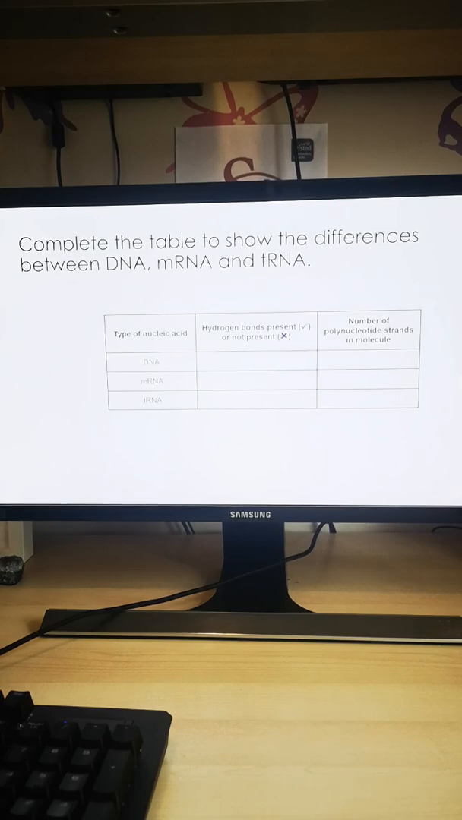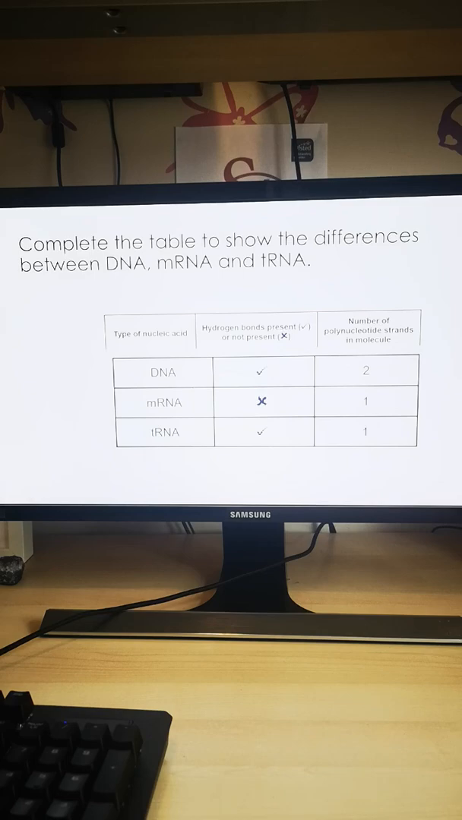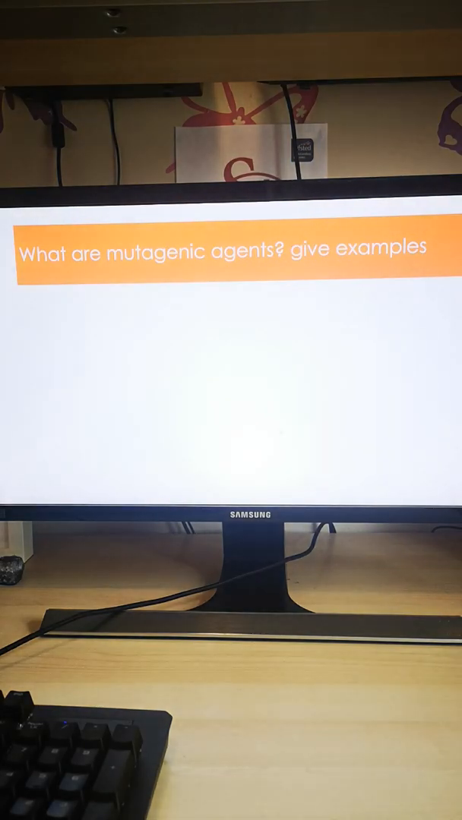Okay, you should have completed it now. So hydrogen bonds, present or absent, and number of polypeptide chains. Well, DNA does have hydrogen bonds, it's 2 polypeptide chains. mRNA doesn't have hydrogen bonding, although bases are exposed, but it is a single strand, whereas tRNA is that single strand clover-shaped molecule, so it's folded back on itself, and that required hydrogen bonds to hold that shape. Super. Right, what are mutagenic agents?